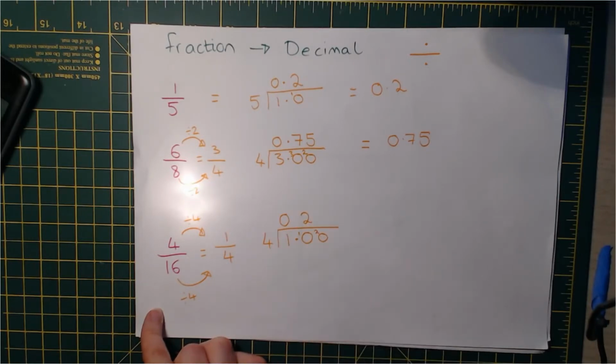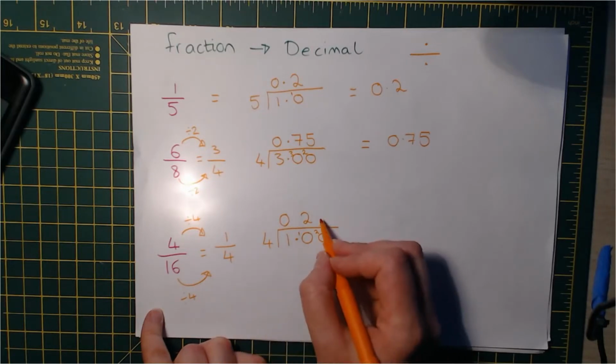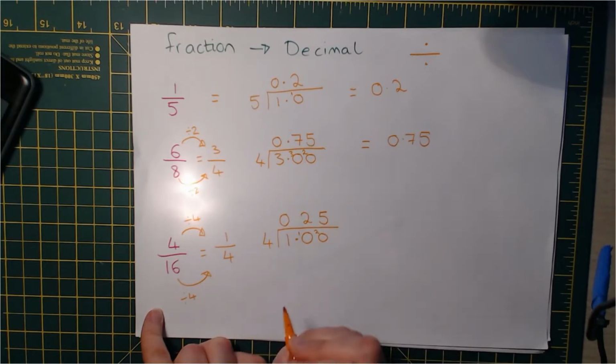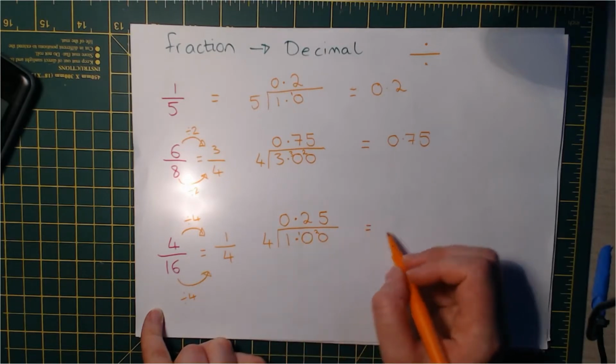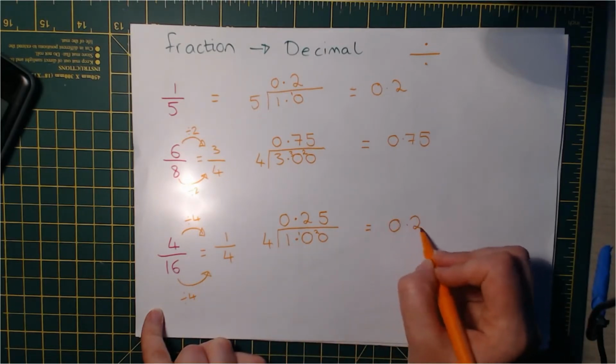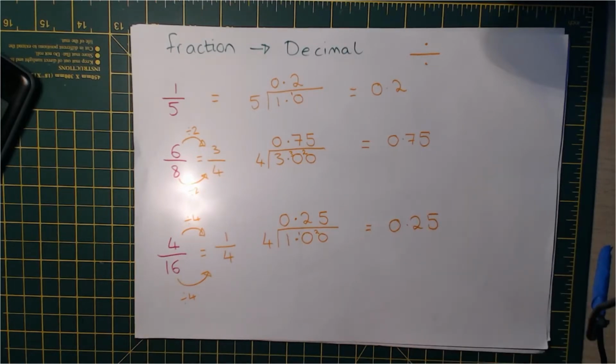So there we go. 4's into 20 go 5 times. Completed now, that doesn't have any remainder. And again, put that decimal in the same place. So 0.25. So that's the first one.